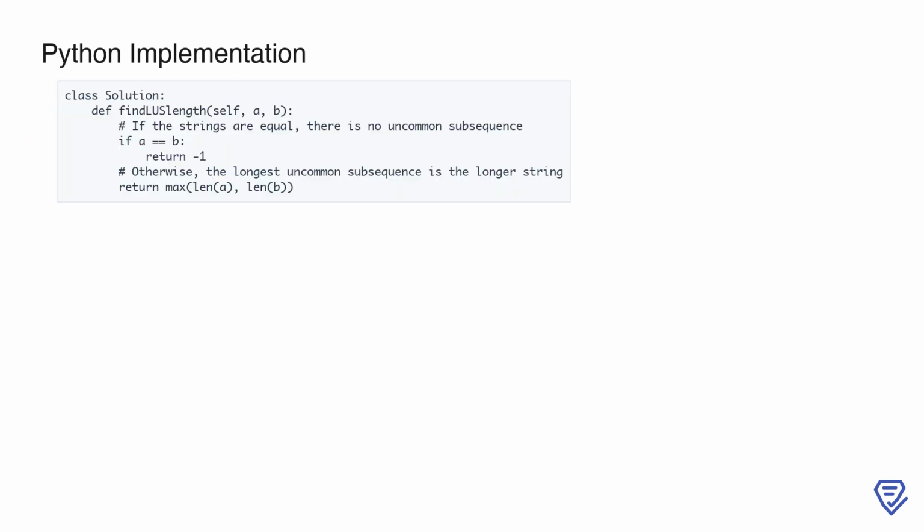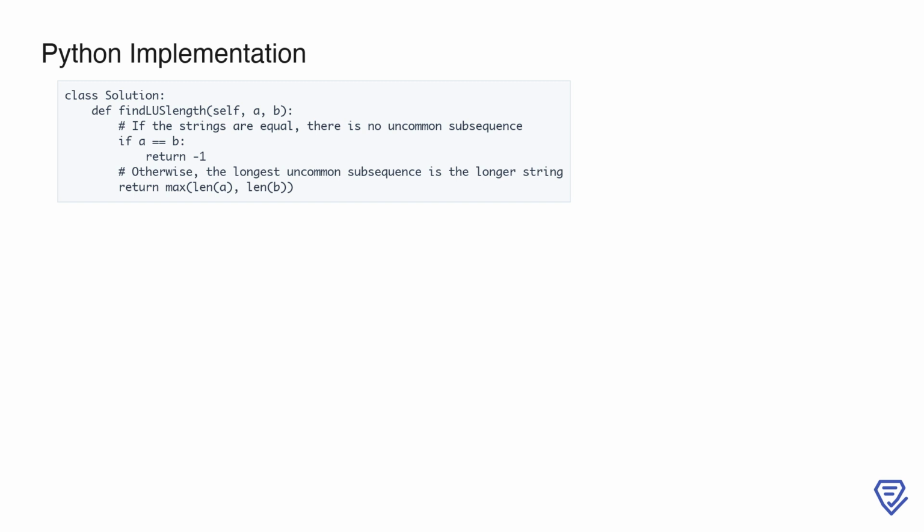This solution begins by checking if strings A and B are identical. If they are, it means there is no uncommon subsequence between them, so the function returns -1. This is because every subsequence of one string is also a subsequence of the other in such cases. However, if the strings are not identical, then the longest uncommon subsequence is simply the longer of the two strings. This is because the longer string itself cannot be a subsequence of the shorter string, making it the longest uncommon subsequence. The function accomplishes this check using the max function to return the length of the longer string. This approach runs in constant time, O(1), since it involves a single comparison and a length computation.